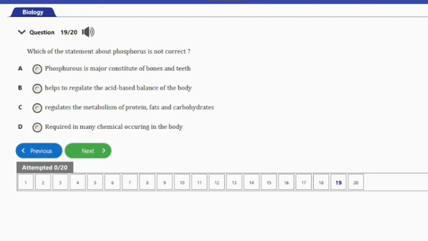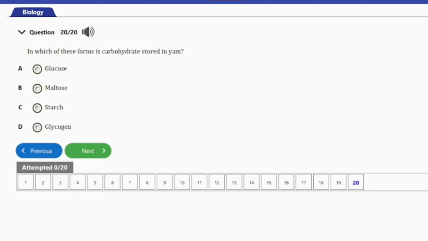So guys, the answer to this question here is option B. Phosphorus actually does not regulate acid-base balance of the body, and as such, this option is the answer to this question. So let's go ahead and consider the next and last question, guys. That's question number 20 here.